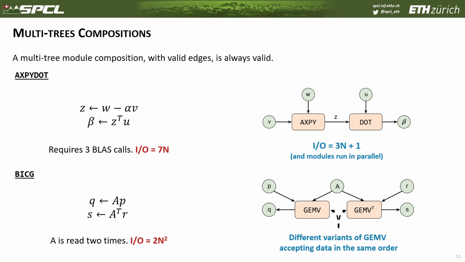Now this is an important concept that we apply in the development of FBLAS. So we have modules that accept the data streamed in different ways, and these are offered as different specialized modules. This favors the module composition, as in this case. Of course, also in this case, we are able to reduce the I/O complexity, so it's half of the previous case, and again the two GEMV are able to run in parallel.